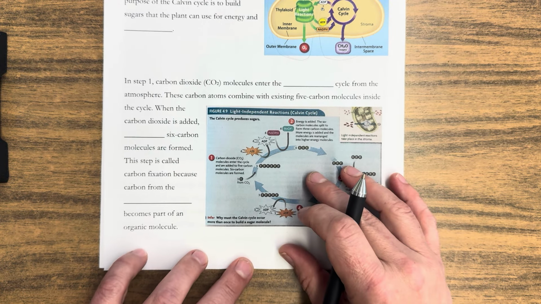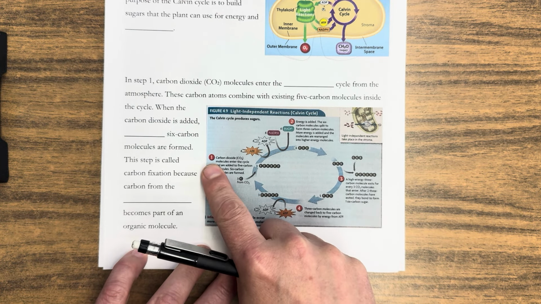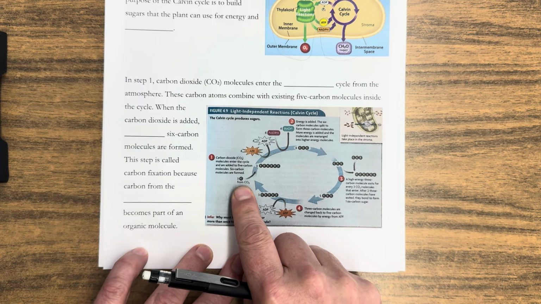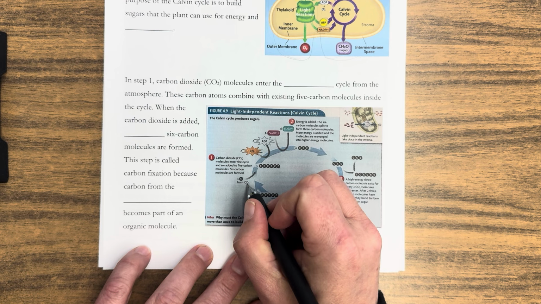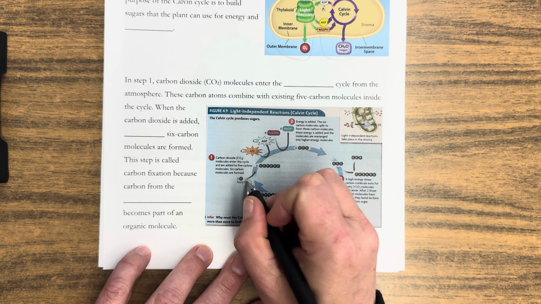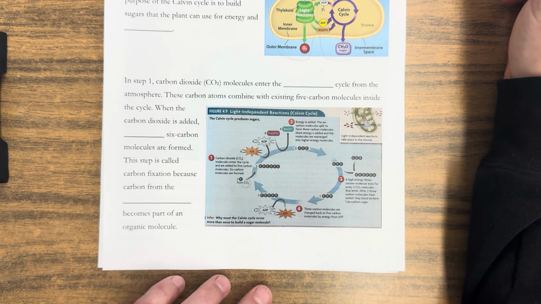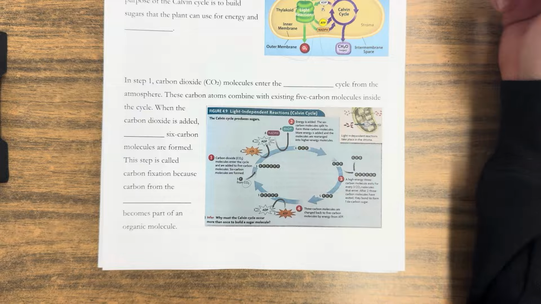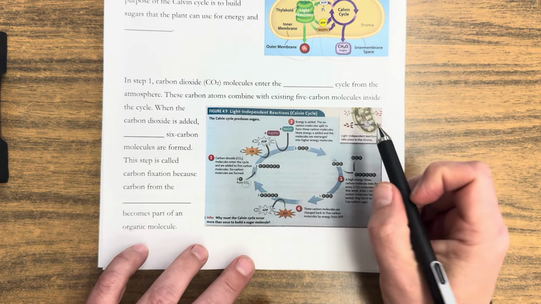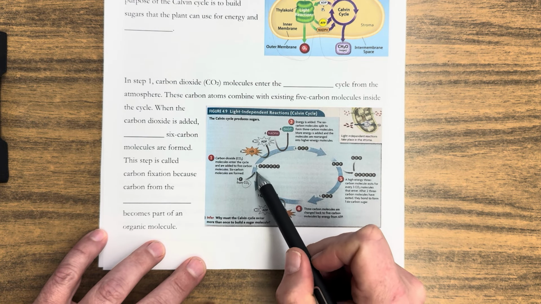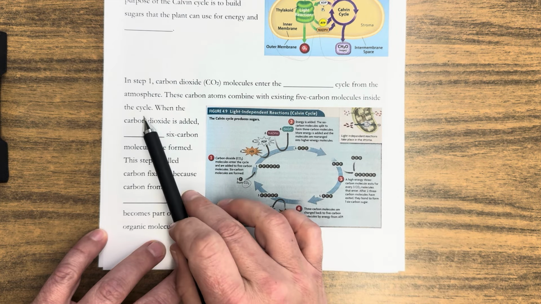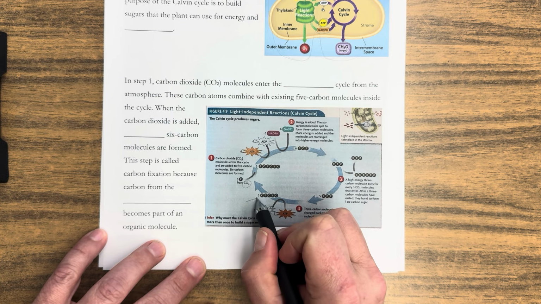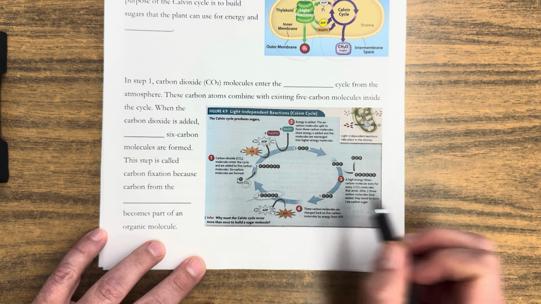All right, so getting into the details. In step 1, which we have right there, carbon dioxide, CO2, molecules enter the Calvin cycle from the atmosphere. So plants are taking CO2 into their leaves, and then that gas can be used in this process. So we have CO2 coming in. These carbon atoms combine with existing 5 carbon molecules inside the cycle. That is this. This is a 5 carbon molecule.